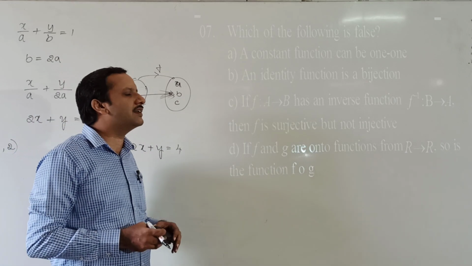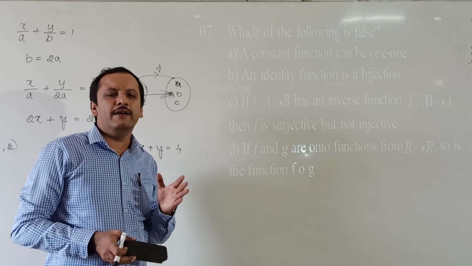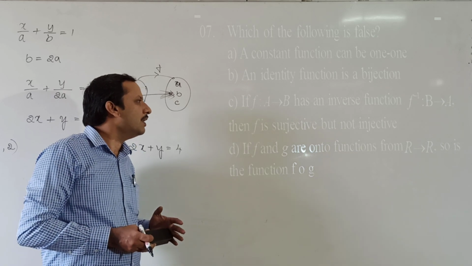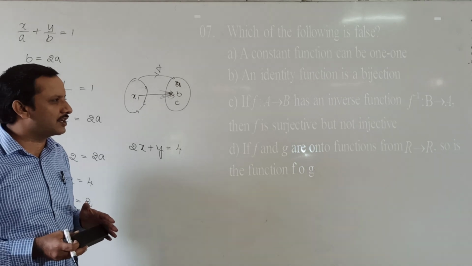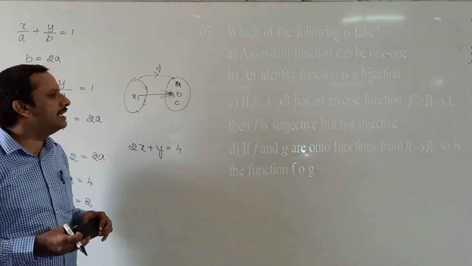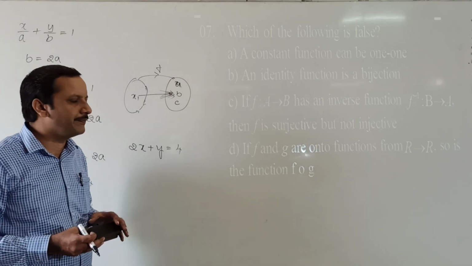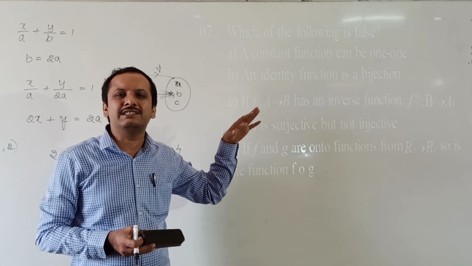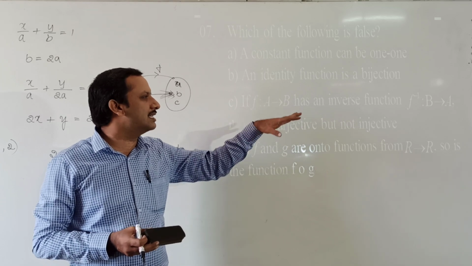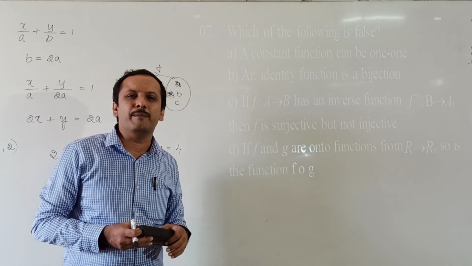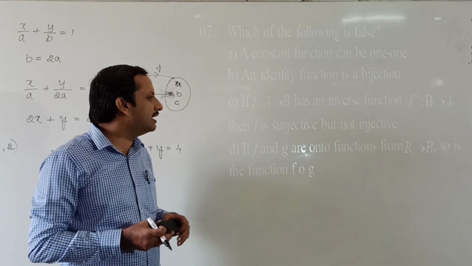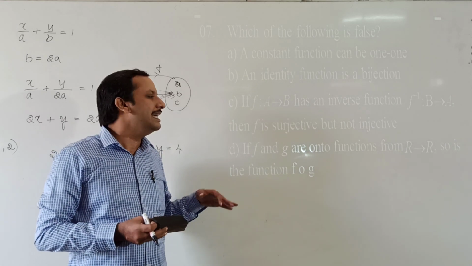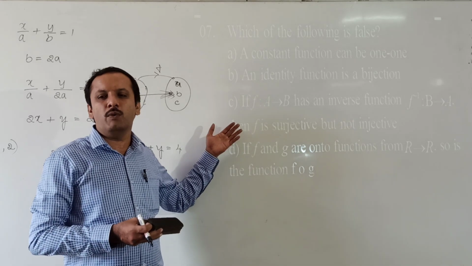Second one, an identity function is a bijection. Definitely true. Every identity function is a bijective function. Then third, if f from A to B has an inverse function, f inverse from B to A, then f is surjective but not injective. So here they are saying that f has an inverse, and that f inverse is defined from B to A. Then they are saying that f is surjective but not injective. Surjective but not injective means it is an onto function but not 1, 1.